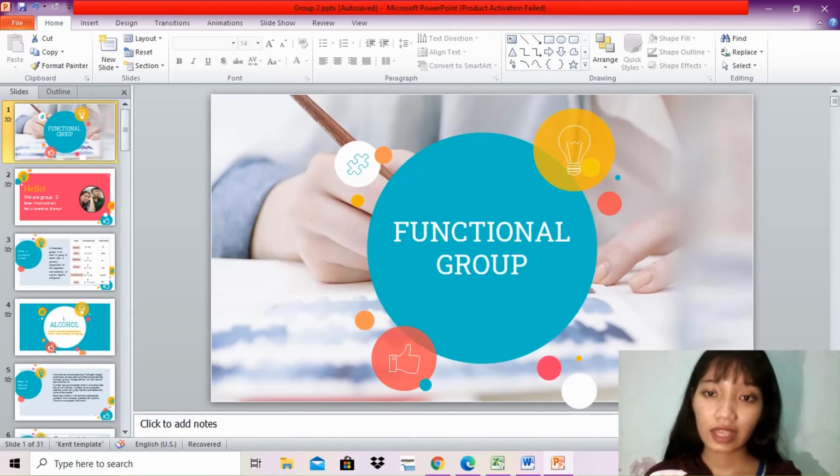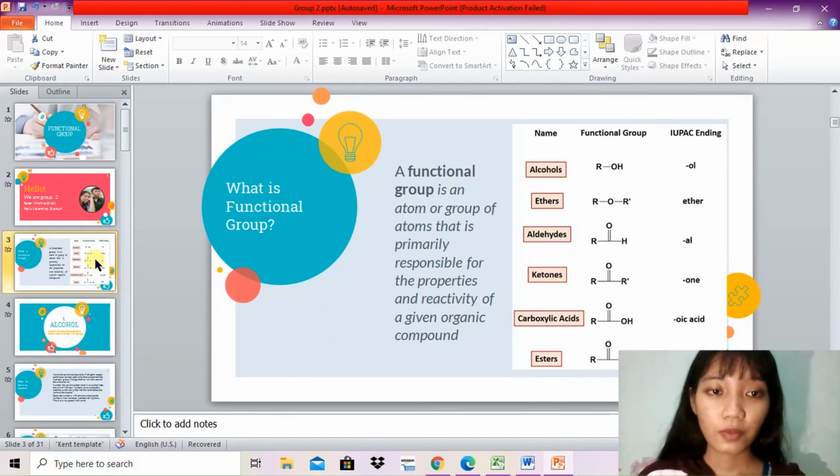Hey everyone! In this video we're going to explain about functional groups. So what is a functional group? A functional group is an atom or group of atoms that is primarily responsible for the properties and reactivity of a given organic compound. Functional groups refer to specific atoms bonded in a certain arrangement that give a compound certain physical and chemical properties.